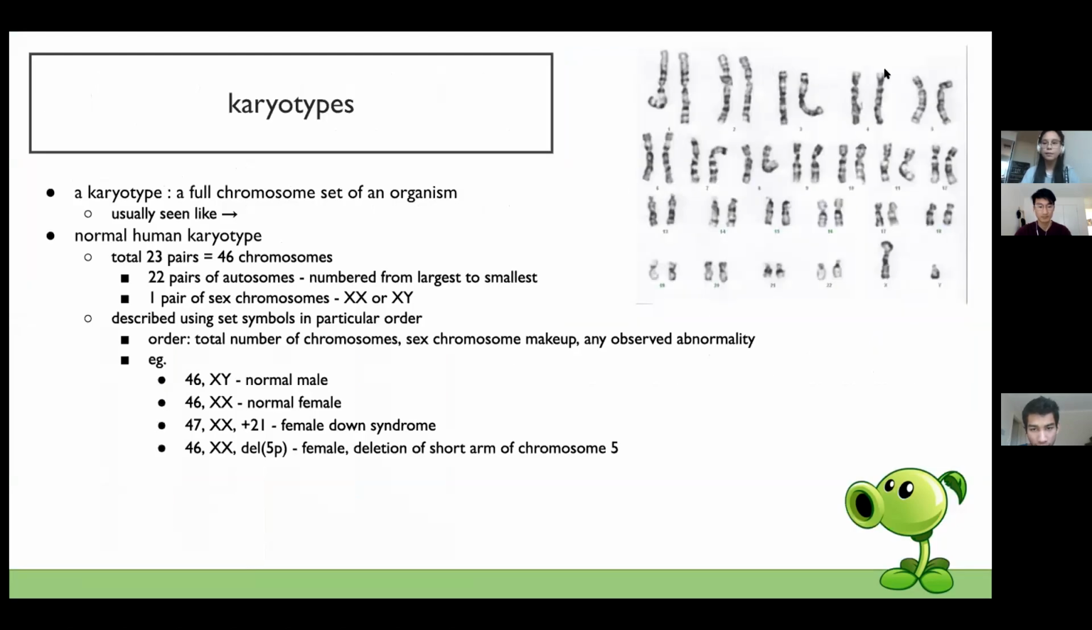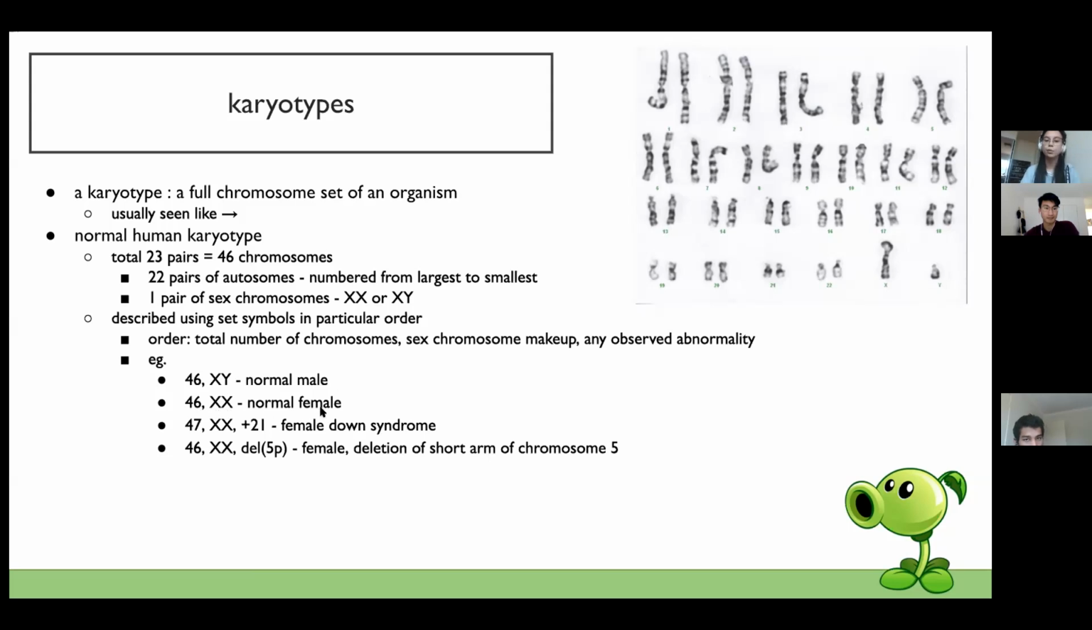So a karyotype is a full set of chromosomes in an organism. It usually looks like this in a little diagram. But it can also refer to this kind of notation here. Now, the notation is ordered in a very specific way. You start with the total number of chromosomes. So here you can see 46. Then the sex chromosome makeup, which tells you the sex of the person, and any observed abnormality. So here you can see 46 XY, which is normal male.